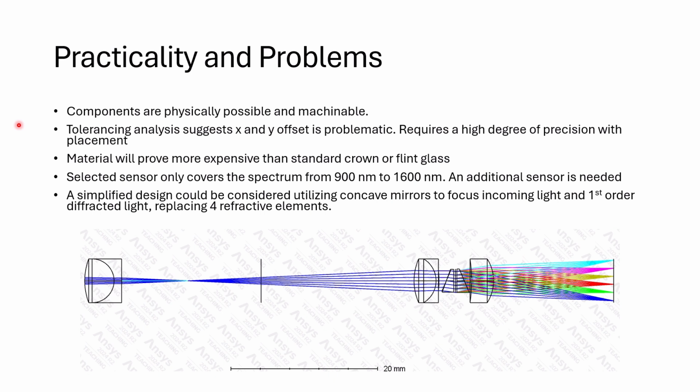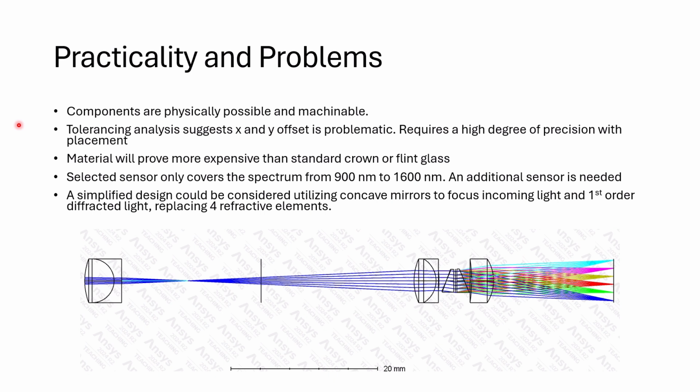The material is definitely going to prove more expensive than the standard crown or flint glass used for visual imaging systems. As this is near infrared, these materials are just used less, and so they have a higher price tag. Additionally, the selected sensor only covers the spectrum from 900 nanometers to 1600 nanometers, which means that an additional sensor is needed for this.